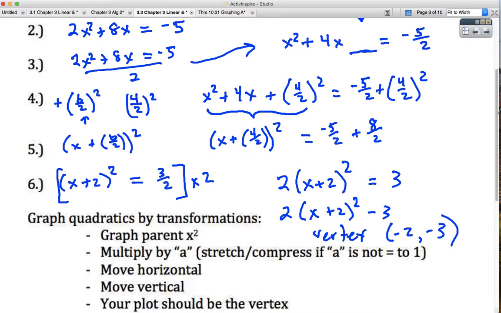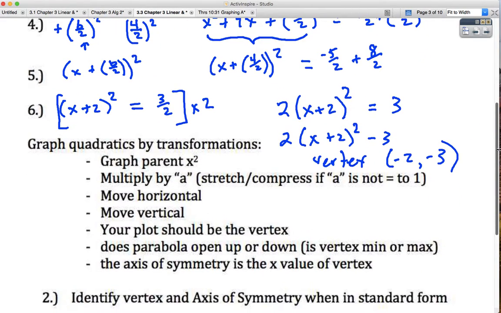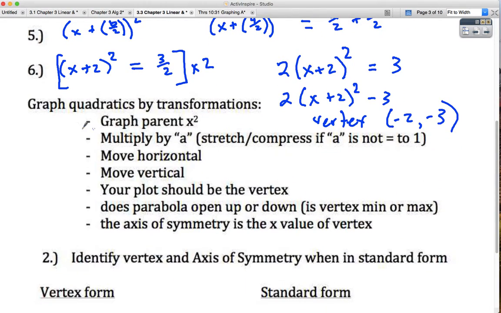So let's follow up with some more properties of quadratics. You should already know and feel comfortable with the parent function, or any parent function that we covered in the last chapter. You should know that the a value stretches or compresses it vertically if a is not equal to 1. If it's 1, it does nothing. It looks like the parent function. Okay? And your horizontal moves are your h's. Your vertical movements are your k. Okay? You should know how to plot your vertex, and you should know the axis of symmetry.